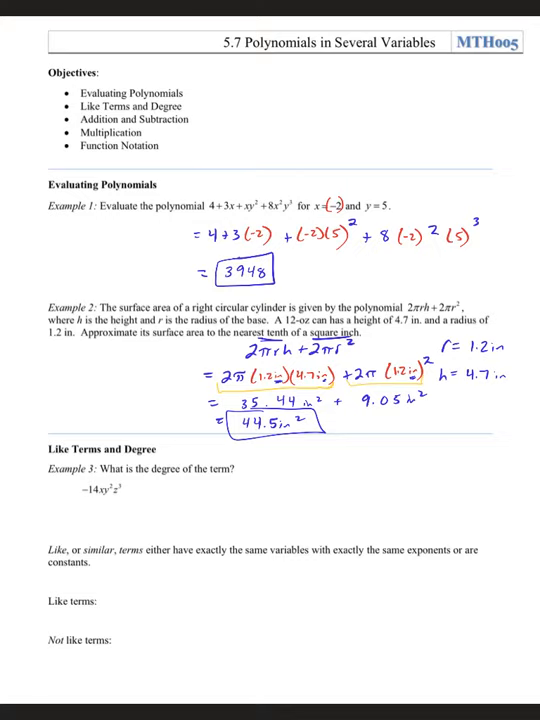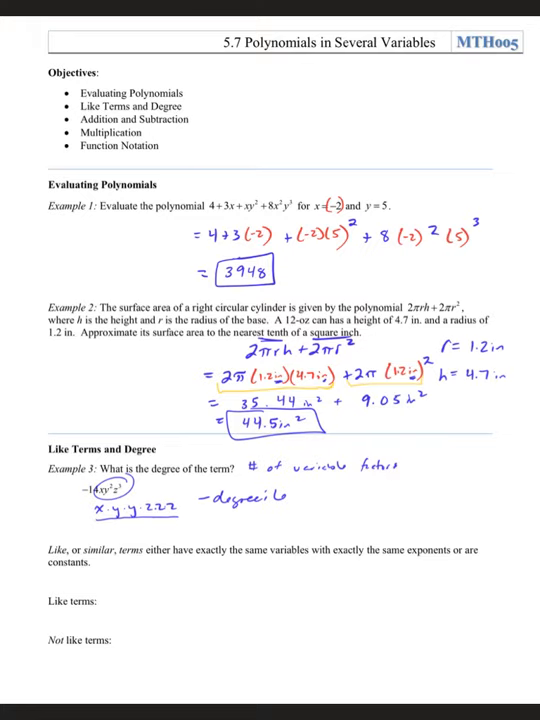It says, what is the degree of the term? Keep in mind, degree is the number of variable factors. So we want to answer how many variables are in this problem. Well, we have an x, we have 2 y's, and 3 z's. So altogether we have 1, 2, 3, 4, 5, 6. So here the degree would be 6 because it's how many variable factors.